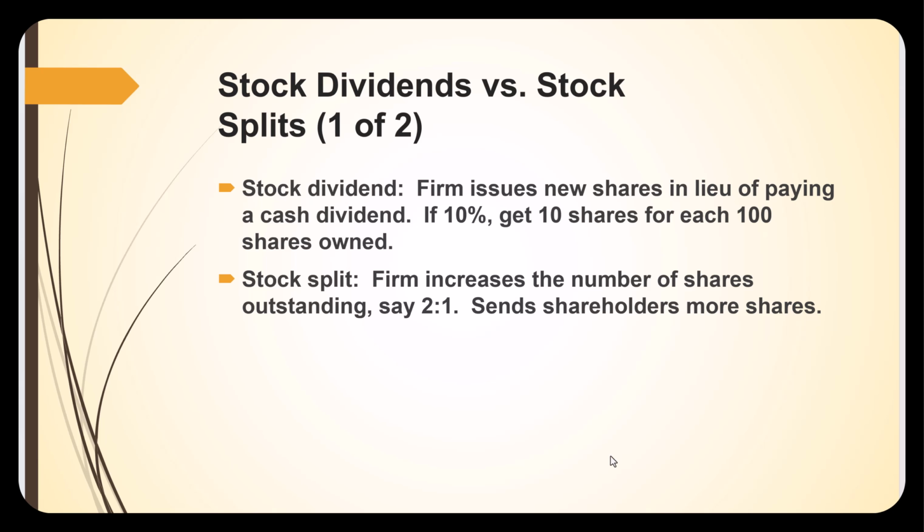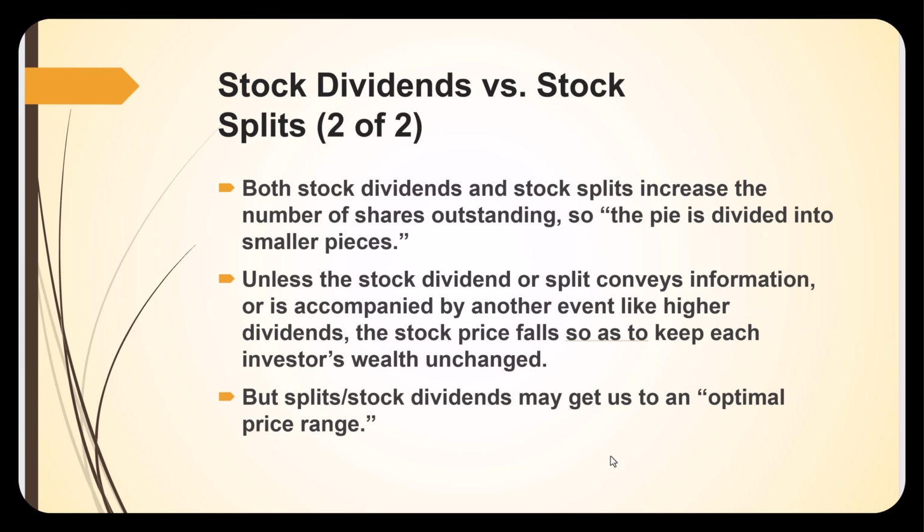A stock split is just a bigger stock dividend. In this case, it could be 2-for-1. So each shareholder gets more shares, but in this case, it's a 2-to-1 relationship. So if you had 100 shares, you would get another 100 shares. You'd end up with 200 shares for every 100 shares you owned before. Why do companies do these splits?